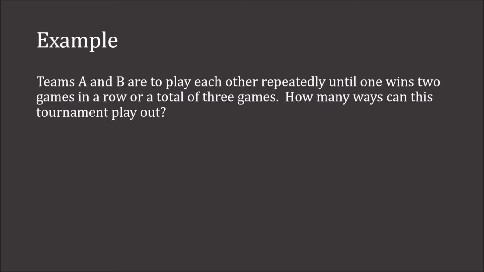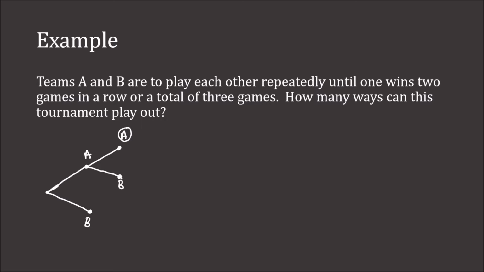The easiest way to determine this is to use what's known as a possibility tree. We'll start here. This is our starting point. At the starting point, there are 2 outcomes. We could have Team A win, or we could have Team B winning. If we look at the path for Team A, there are 2 outcomes. Team A could win, or Team B could win. If Team A wins, then the tournament is over. Team A has won 2 in a row.